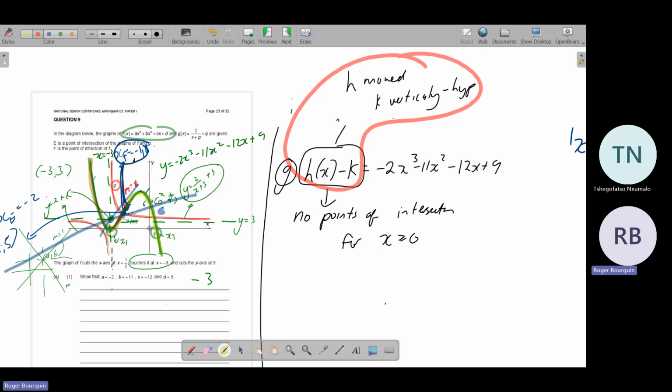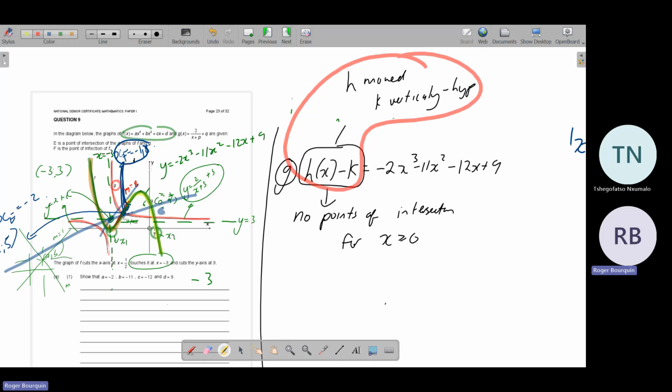Determine the values of k. If the graph of f is shifted so that the new graph. Hang on, I haven't even read the question. If the graph of f is shifted, so that the new graph. There is no h. That was GA.